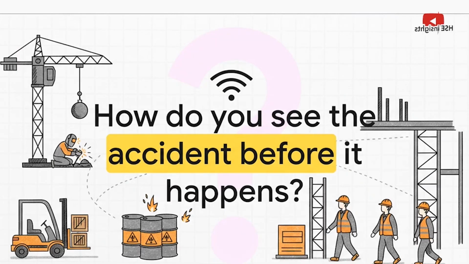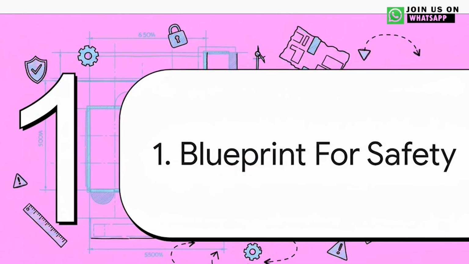Okay, so picture this. A huge, sprawling construction site. You've got welders sending sparks flying, heavy machinery moving all over, flammable materials, and dozens of people in constant motion. It's like a symphony of controlled chaos. But how do you actually get ahead of the danger? I mean, how do you spot the accident before it happens? Let's dive in. Well, the answer starts with creating what I like to call a blueprint for safety.